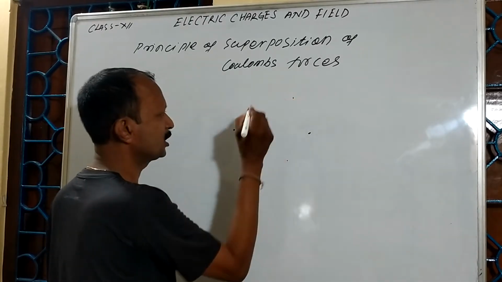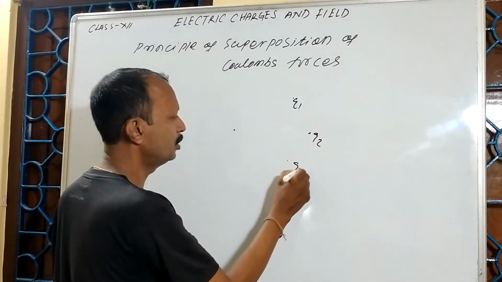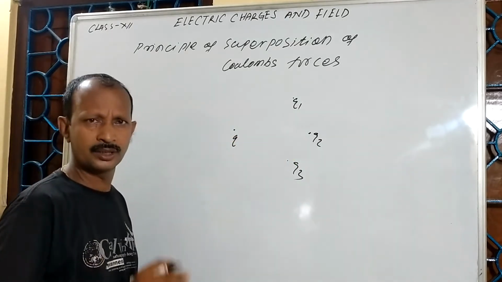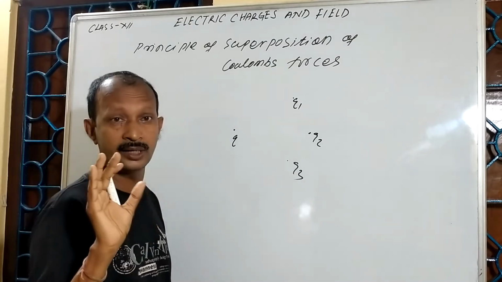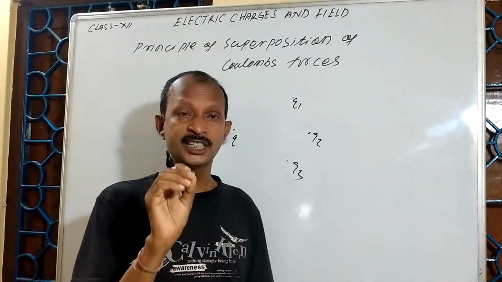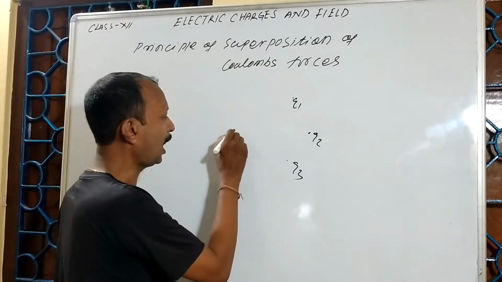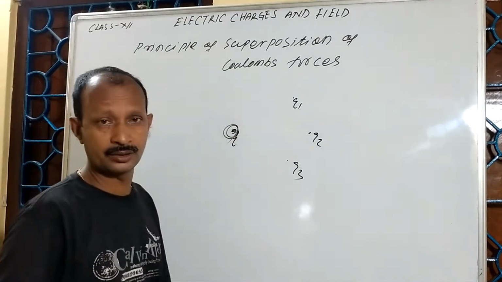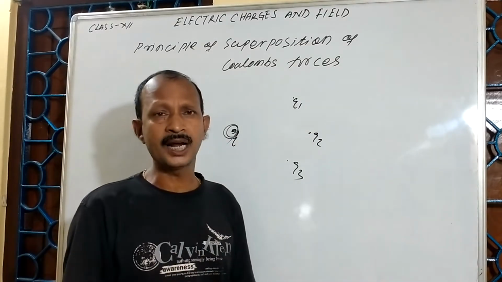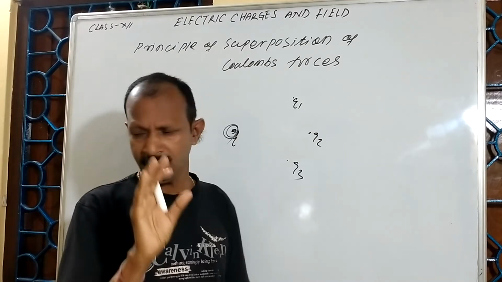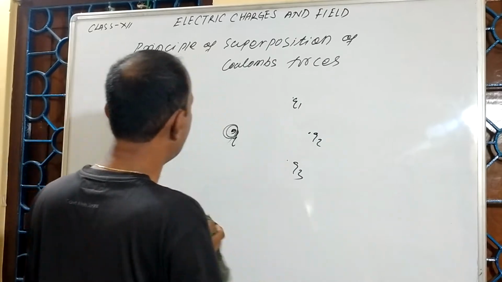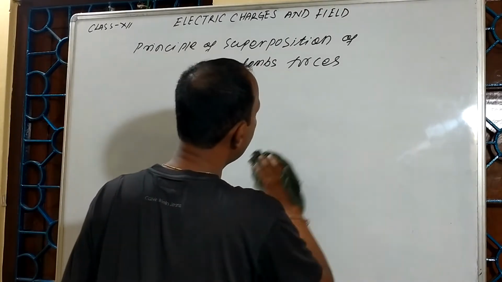Suppose a number of charged particles Q1, Q2, Q3 are there. Here is a point charge Q. All are the point charges we are discussing. So, superposition explains how much force acts on a point charge due to all other point charges in that field. Okay? So, it is better I write what the principle of superposition is.